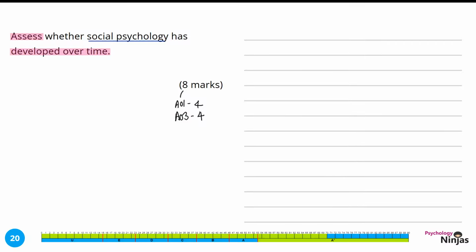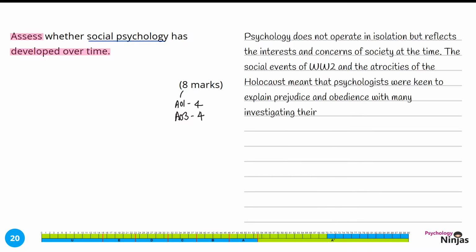We're going to start by explaining one way in which psychology has developed. Psychology does not operate in isolation, but reflects the interests and concerns of society at the time. The social events of World War II and the atrocities of the Holocaust meant that psychologists were keen to explain prejudice and obedience, with many investigating their causes.